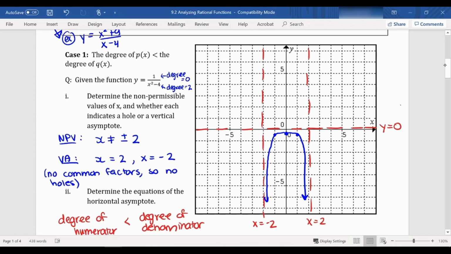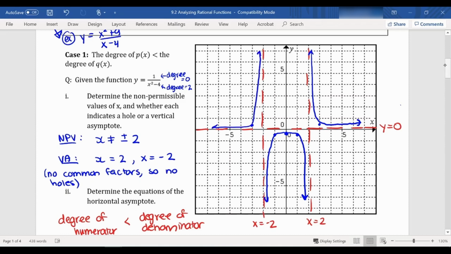Okay? Then I might pick maybe when x is 3 and -3 would be a good idea. So if I plug in 3, I get 1 over 9 minus 4, or 1/5. If I plug in -3, I also get 1/5. And again, we know that generally this looks like two sort of L-shaped hockey stick looking things.